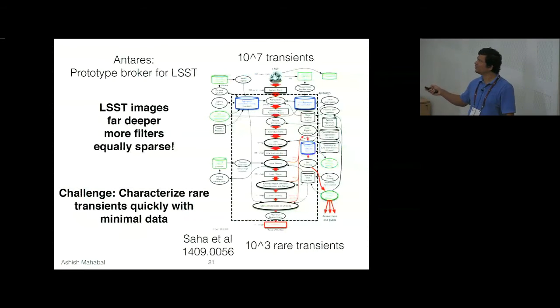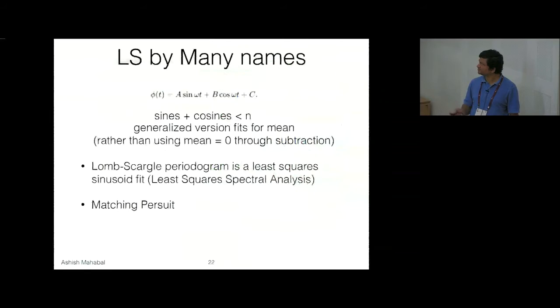I'm not going to go into all those details. So this is from a prototype broker for LSST that NOAO is building called Antares. And LSST images are going to be far deeper, and there are going to be more filters, but they're going to be equally sparse compared to some of the things that we are looking at right now. And so characterizing rare transients quickly with minimal data is one of these challenges.